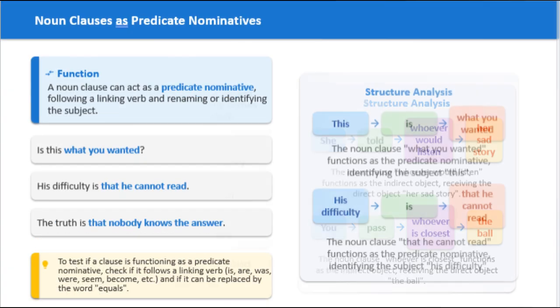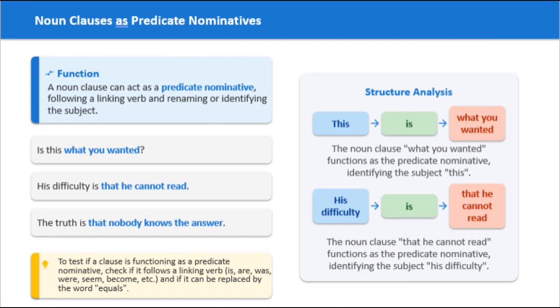Noun clauses also appear as predicate nominatives, occurring after a linking verb and identifying or renaming the subject. Examples include, "This is what you wanted," and "His difficulty is that he cannot read." A helpful diagnostic is the equals test. If the subject and the clause can be conceptually equated, it is functioning as a predicate nominative. The diagrams on the slide demonstrate this structure clearly.